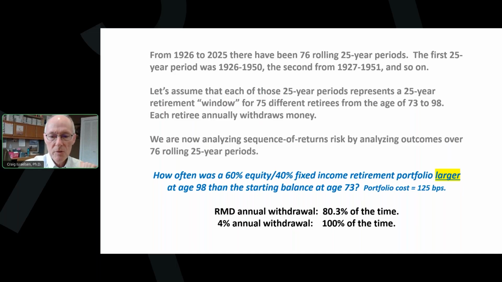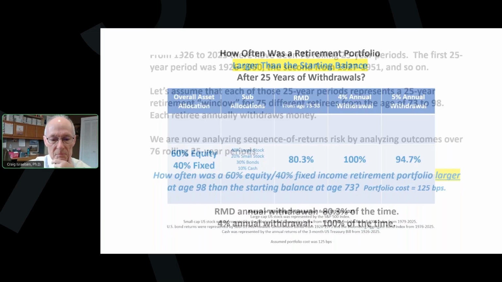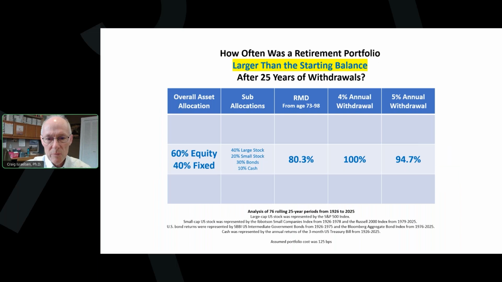So let me show you some details on this. So here's the 60-40 portfolio. Here are the two stats that I've already shown you, the 80.3 if the RMD is driving the withdrawals, the 4% rate, 100% of the time the portfolio had grown after 25 years of withdrawals. What about a 5% annual withdrawal? Well, just shy of 95% of the time, the portfolio has grown.